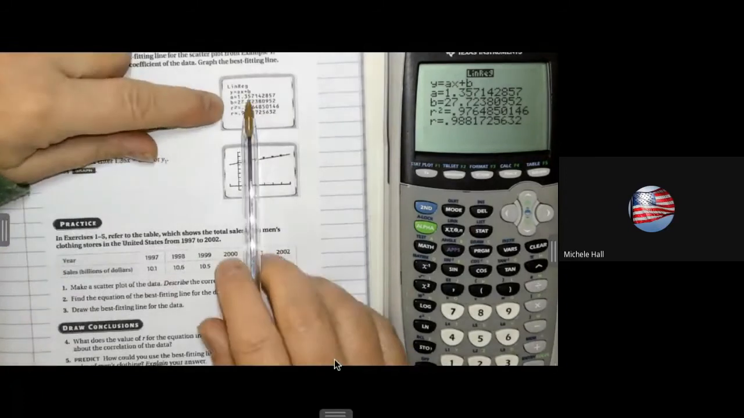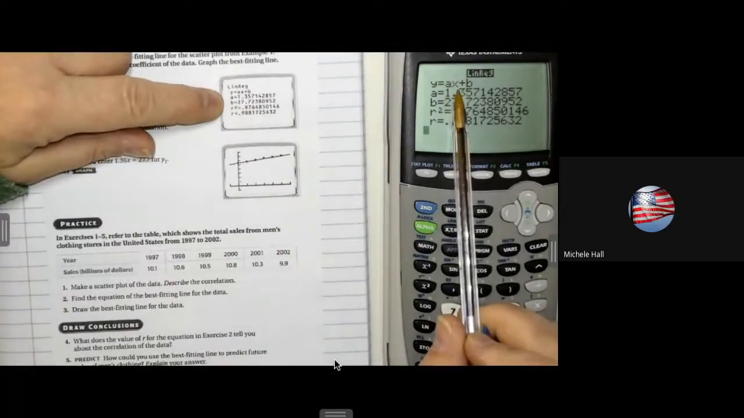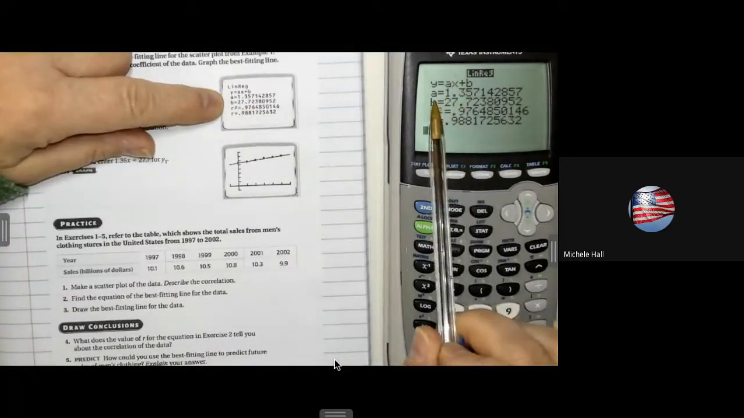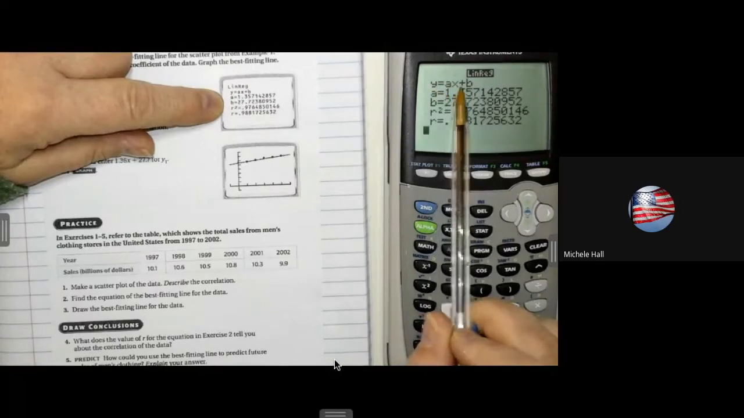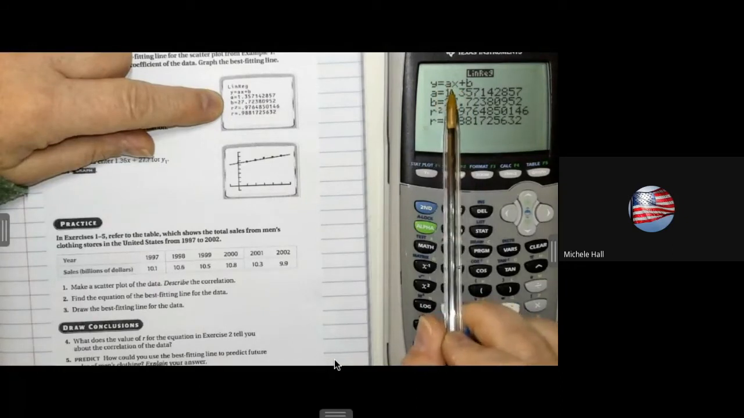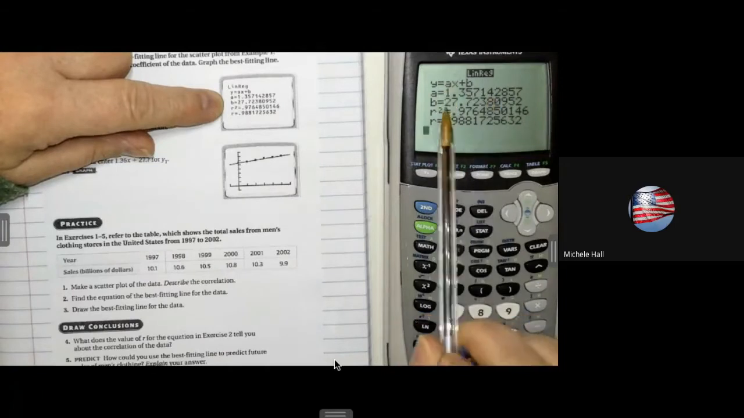So what we see here is that it tells us y equals ax plus b. What does a represent again? Well, if we look at the formula, y equals ax plus b, what's a represent in the formula? Slope. And what's b represent?